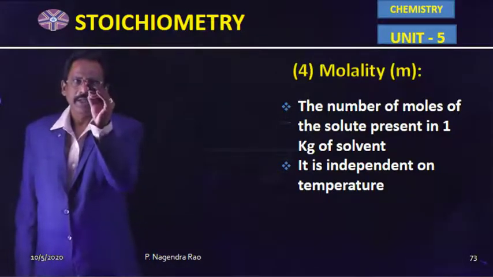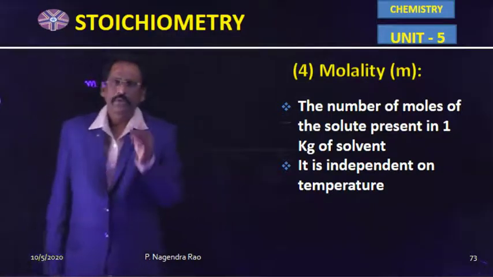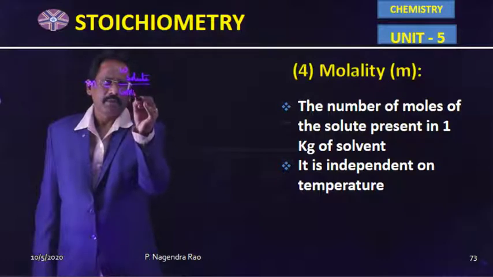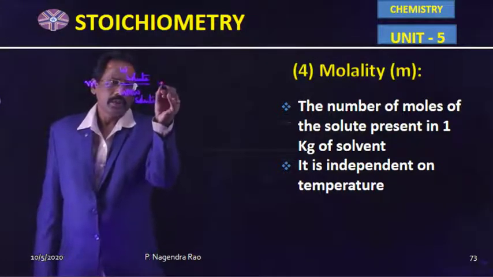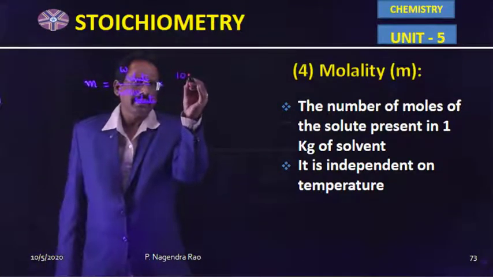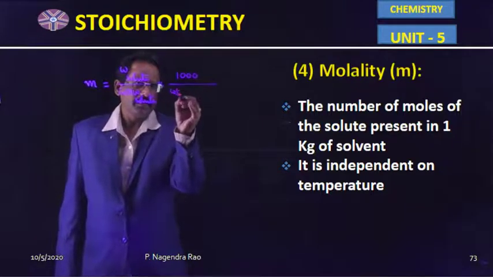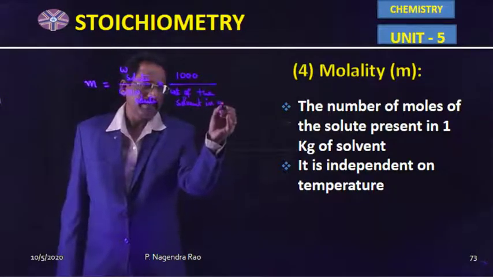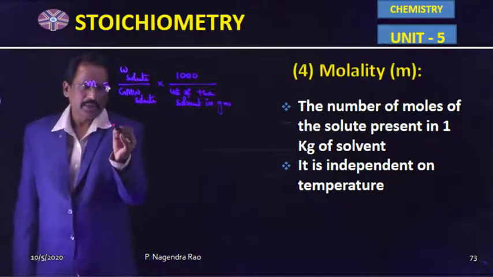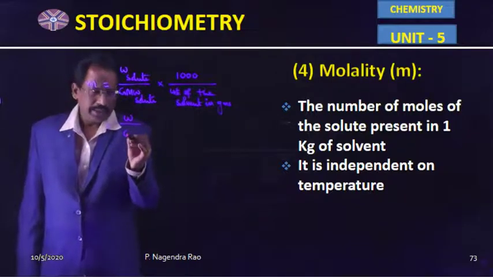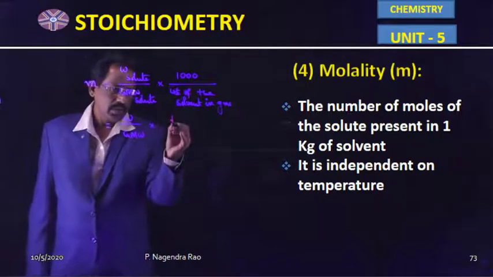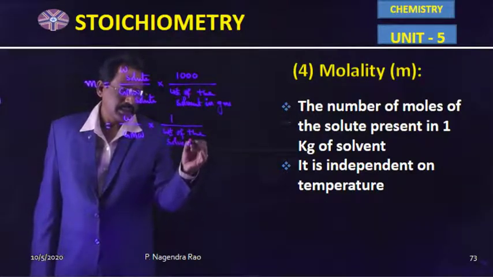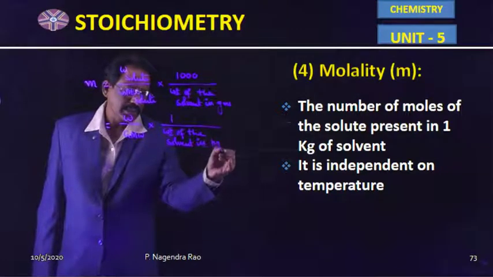So from that statement, molality, small m, is equal to weight of the solute divided by gram molecular weight of the solute into 1000 divided by weight of the solvent in grams, or it is also equal to weight of the solute divided by gram molecular weight of the solute into 1 divided by weight of the solvent in kilograms. Both are same.